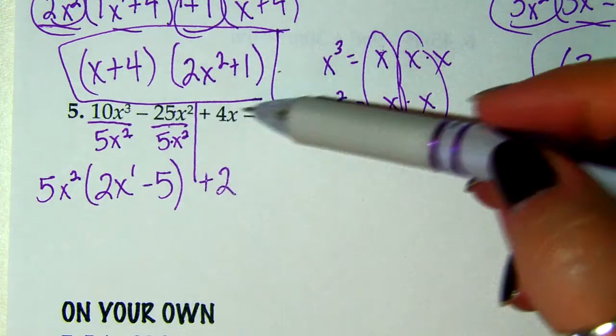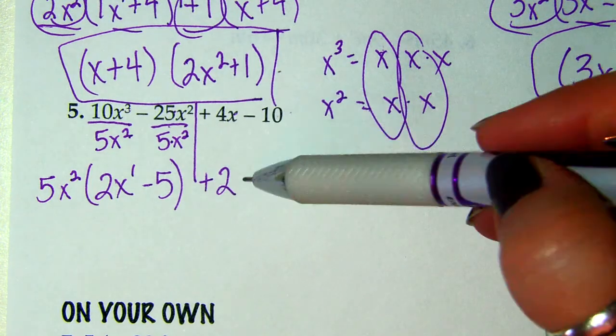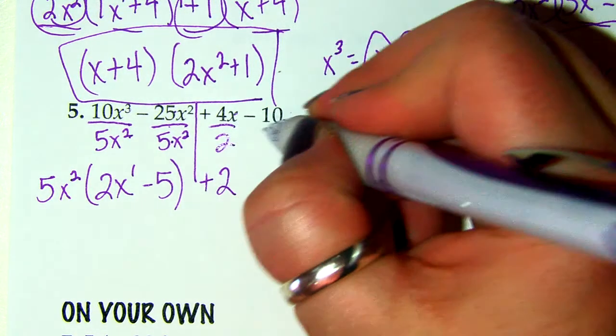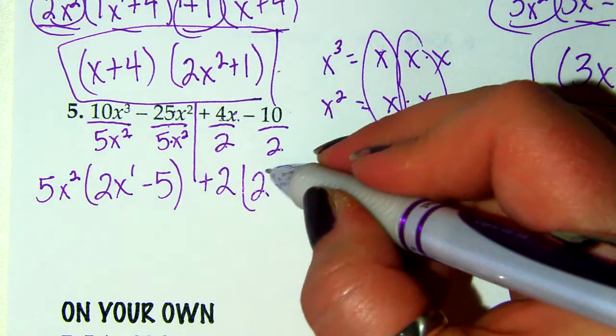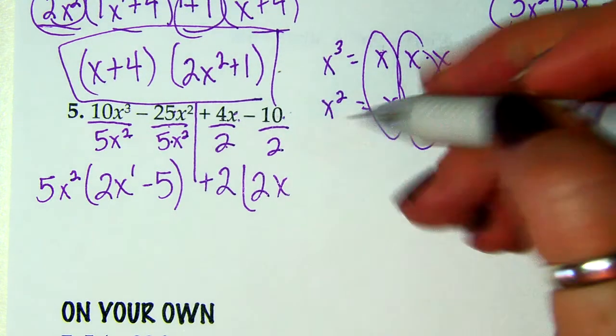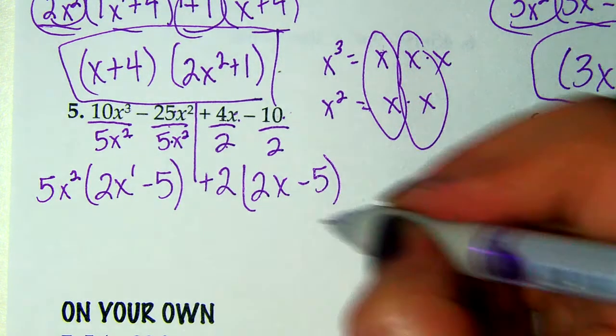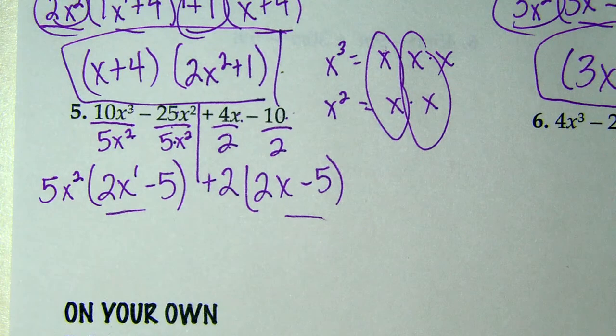There are not x's in both, so I can't put that out front. So I'm going to divide just by 2. So 4 divided by 2 is 2. X stays the same. Negative 10 divided by 2 is negative 5. These match. So always double check that. They should match. If they don't, then you divided wrong or took the wrong greatest common factor out. Something's wrong if they don't match.